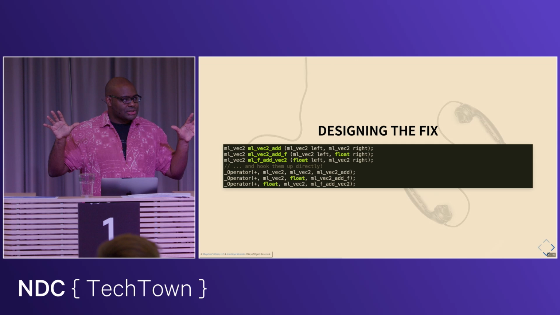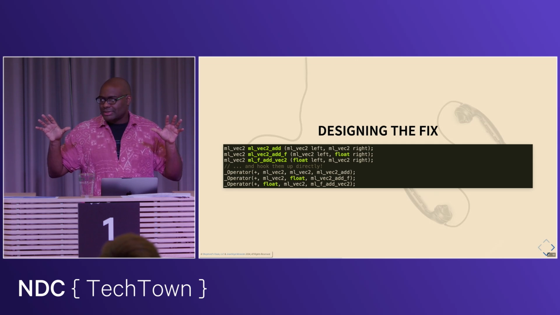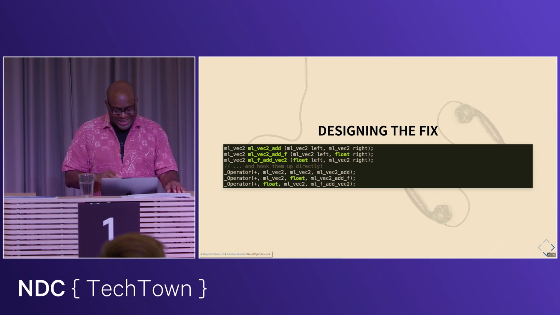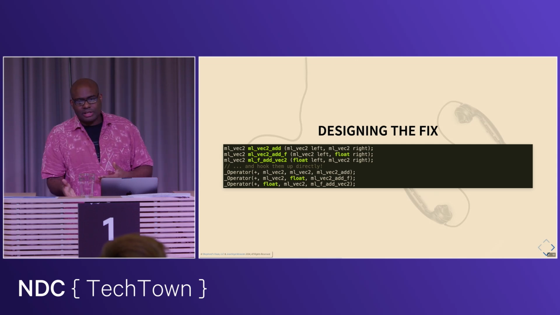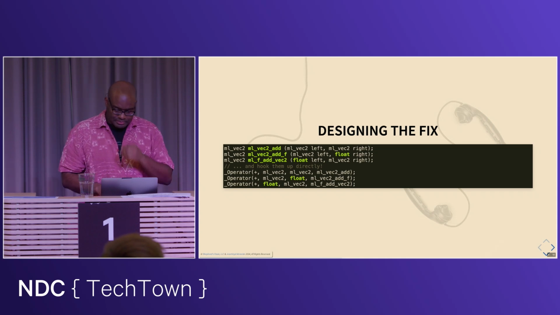Anybody lost? Have I lost anybody? No. Great. Okay. Wonderful. Same thing for the other two operator declarations. We have an operator plus, but one is with mlvec2 and float, and the other one is float first and then mlvec2, and we're just binding it to each of these functions. So we're name mangling, but we're doing the name mangling ourselves.